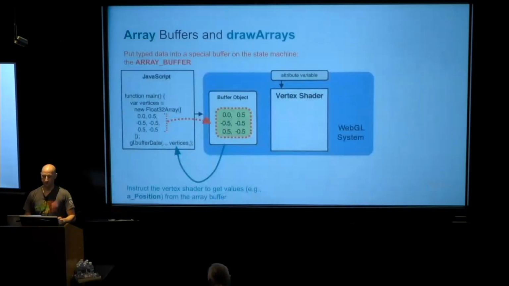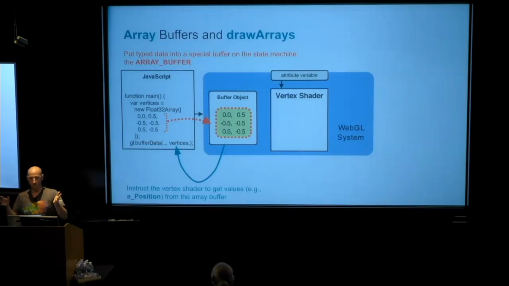Essentially what this means is the orange arrow is put the typed data from JavaScript on the state machine, and I'm calling it an array buffer. This is the state of the GPU: that's the data that's in the array buffer. And then when WebGL runs, it is being instructed to look for that information there. Get the information not directly from JavaScript, but from the information in the array buffer.